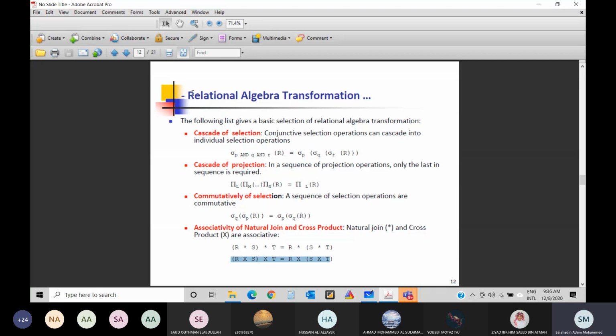So this is what we call relational algebra transformations, okay? And the DBMS knows how to transform one into the other. Is this point clear?